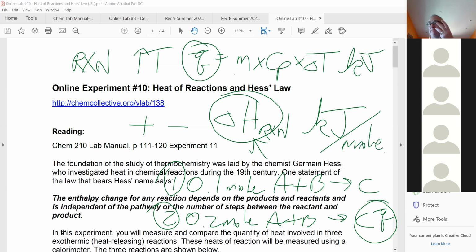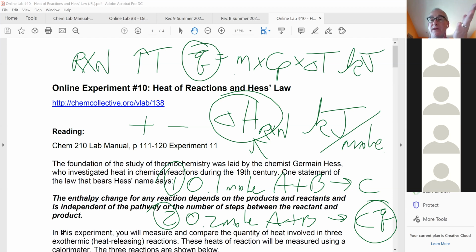And the reason for that is, if I do the experiment, Ilham does the experiment, Casper, Sandy, they all do the experiment. We all use different amounts. We all calculate different values of Q because it's going to be different amounts of heat given off. But the amount of heat per mole should be exactly the same.